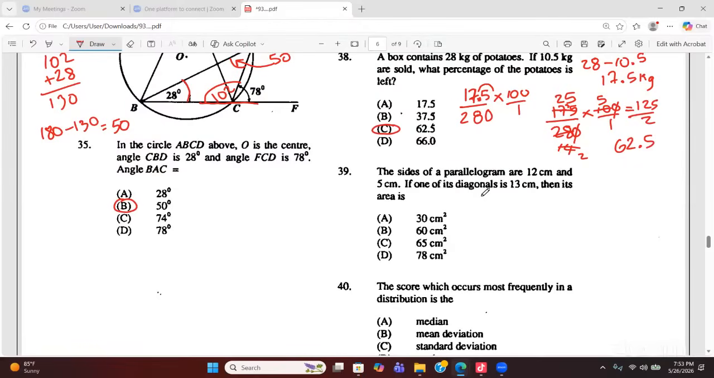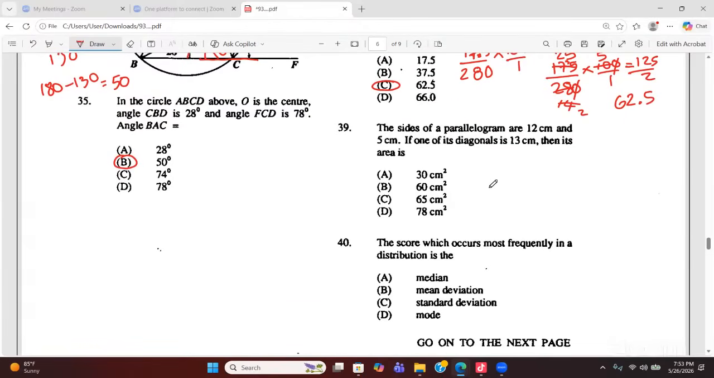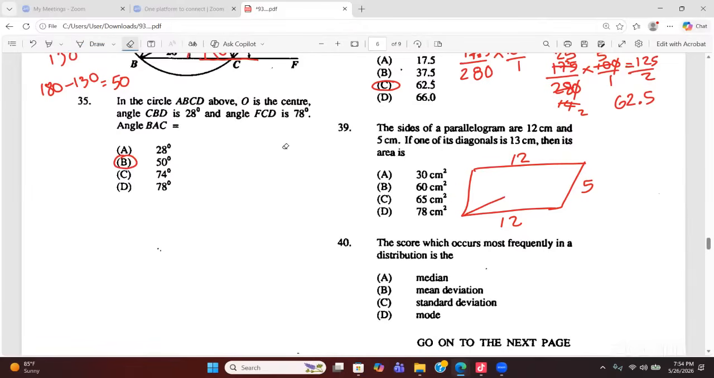Let's say this one says the sides of a parallelogram are this. If you don't know much about right triangles, you're going to struggle with this. So let me push this through quickly. This is 12 and this is 5, because it's a parallelogram. They did say the diagonal is 13. Hold on, let me put, this is 5. The diagonal goes across like this.